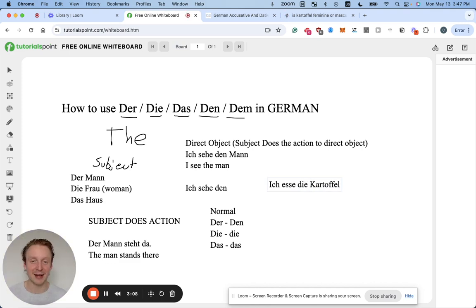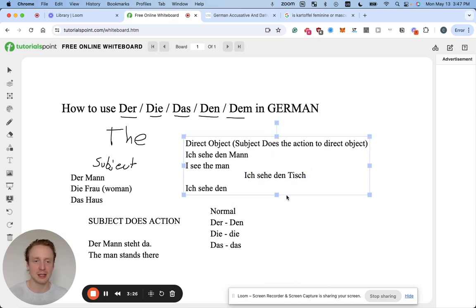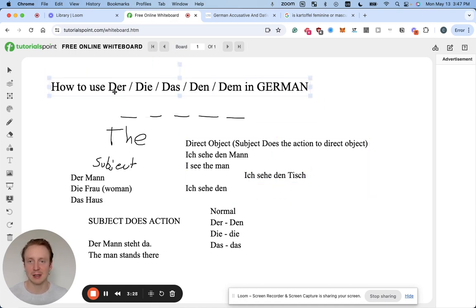Okay, so that didn't work. Sorry about that one, but you could say ich sehe das Buch, den Tisch. Okay, ich sehe den Tisch, because der Tisch. That one I'm pretty sure about. So ich sehe den Tisch, right? So the only one that changes is masculine. So that's easy, right? It makes perfect sense.